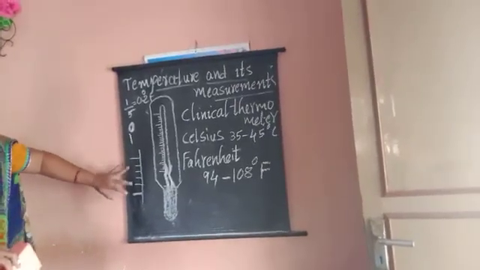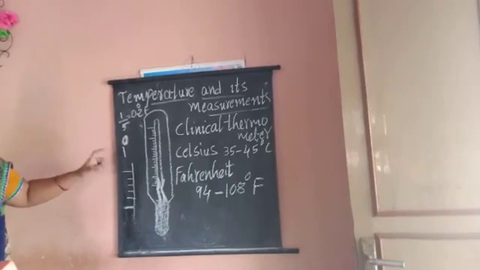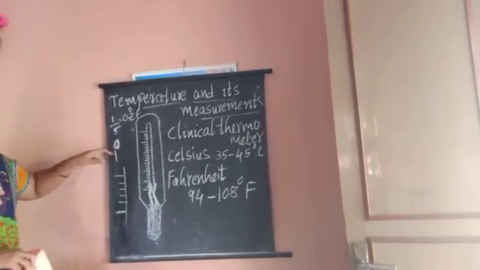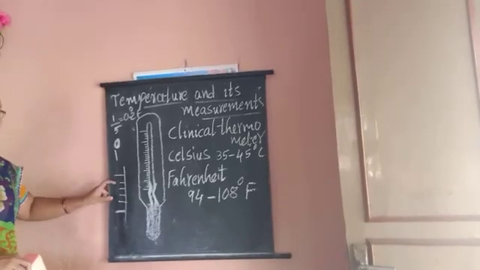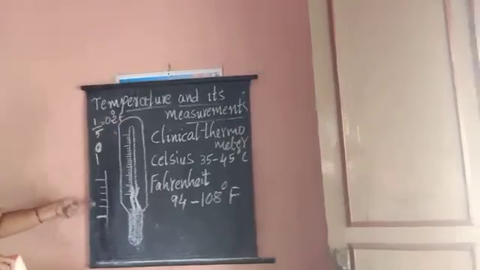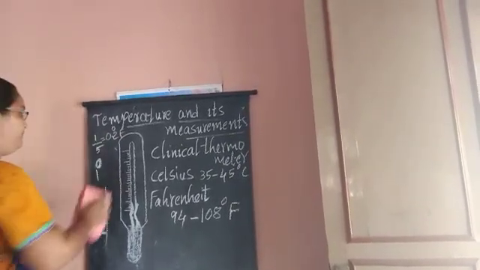Okay, suppose the difference between two consecutive bigger marks is 1 degree. Then how many divisions are there? 5 divisions. 1 by 5 is equal to 0.2 degree Fahrenheit. Each small line is equal to 0.2 degree Fahrenheit.